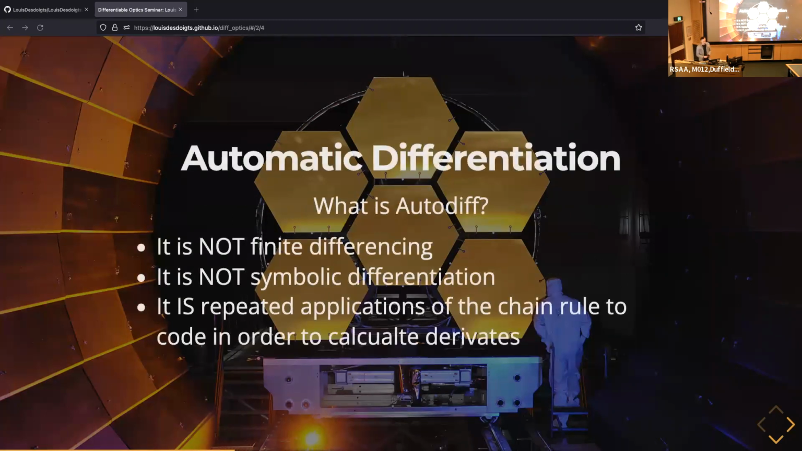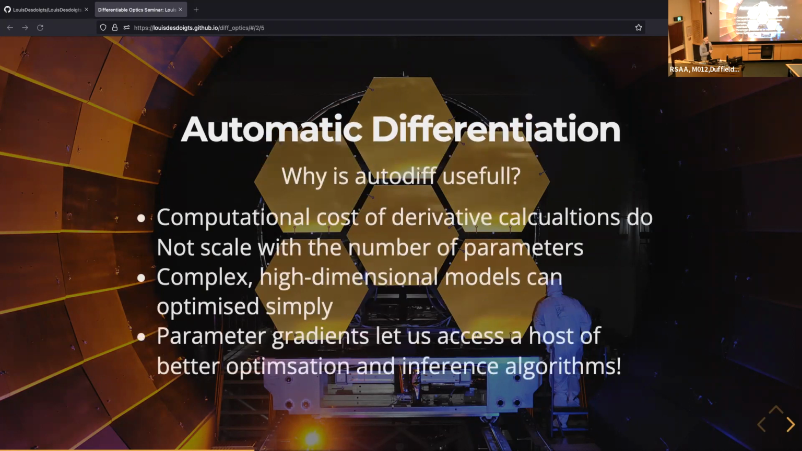So what is AutoDiff? Why is it useful? Well, it's not finite differencing, it's not symbolic differentiation, it's actually applying the chain rule to code and logic and maths. So it's done by the computer, and there's one really powerful part of that: the computational time it takes to calculate those derivatives does not scale with the number of parameters that you're calculating those derivatives with respect to, which is super powerful.